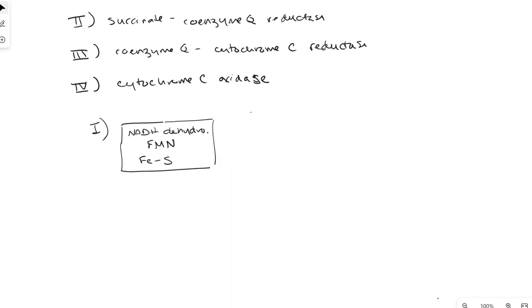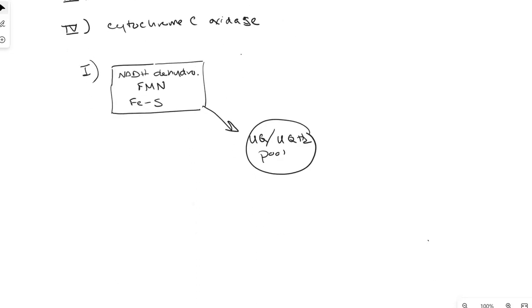And what it ultimately is going to do is pass electrons from our NADH to our pool of ubiquinone. And we'll get into the pool of ubiquinone and why it's a mobile pool in just a second. And then our complex 2, let me make a little bit more space.